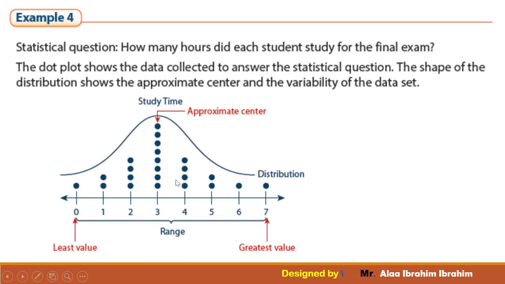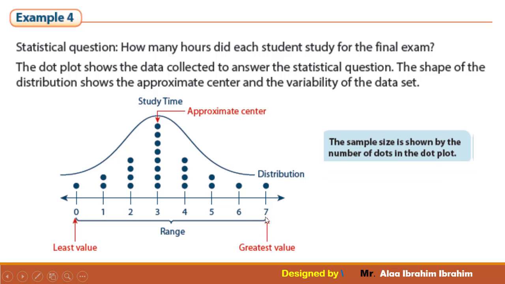Okay. Now we're going to this example. This example has a statistical question: how many hours did each student study? The dot plot shows the data collected to answer the statistical question. The shape of the distribution shows the approximate center and variability of the data set. So this is your bell, if you remember. This is your peak, this is your top, and the range is the biggest number minus the smallest number. So 7 minus 0, the answer will be your range.